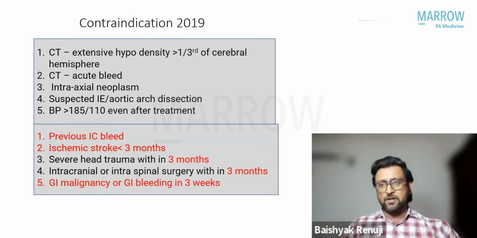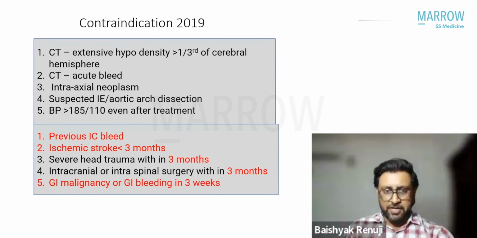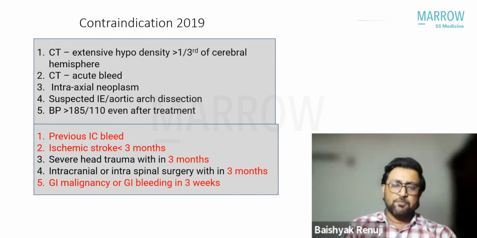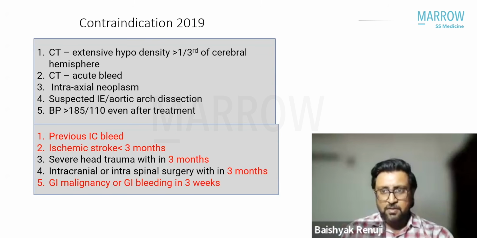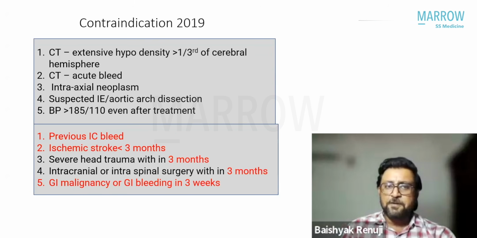Somebody who has a meningioma, that is not a contraindication. Intra-axial, inside the brain. So extra-axial neoplasms are not a contraindication. But suppose an extra-axial neoplasm has a bleed within, then it is a contraindication, because it comes under acute bleed. And suspected infective endocarditis or aortic arch dissection.